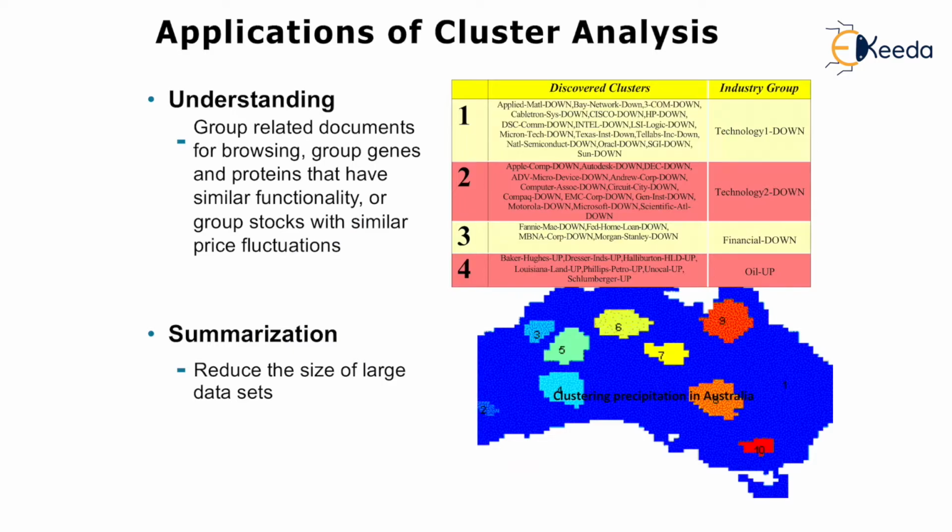Similarly, see in this cluster of precipitation in Australia, we can say this is our first cluster, this is my second cluster, this is my third cluster. So I'm dividing the states as per my requirement or as per the differentiating qualities or properties of each and every data set.